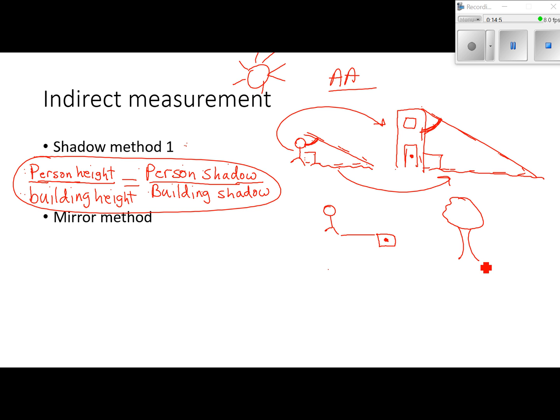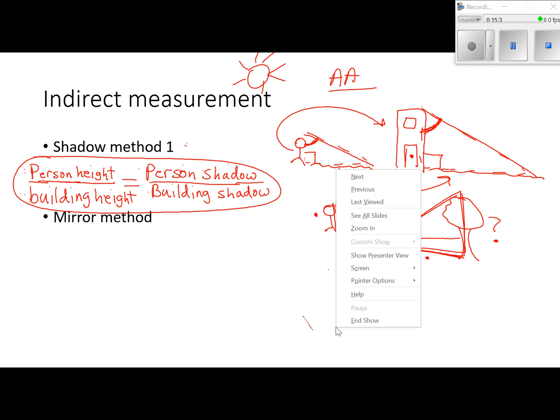And that should be at the bottom of the tree. My picture's not drawn very well. With this, we can measure how far the person is from the mirror. That's this distance. And we can measure how far the tree is from the mirror. And we can measure the person's height. And what we're looking for normally is the height of the tree. Again, this is going to form a triangle when that person looks in there, at the top of the tree, so you have this triangle. And that triangle is always going to be similar to that triangle.